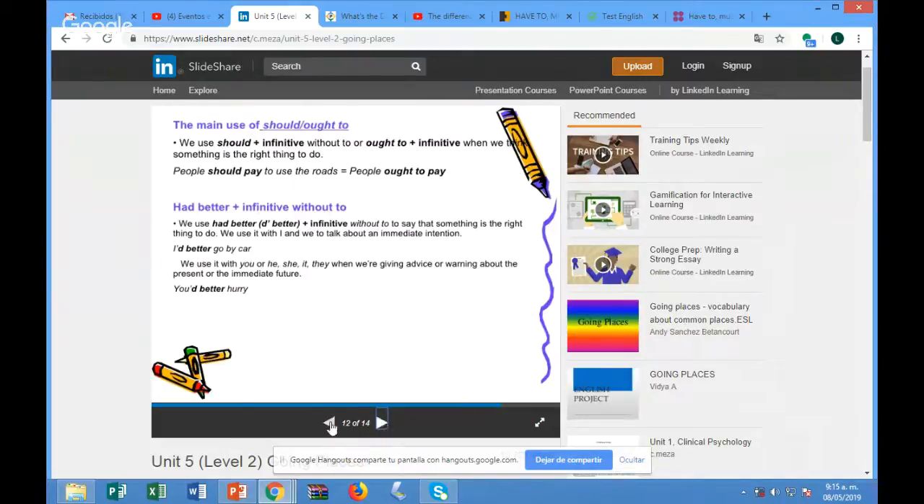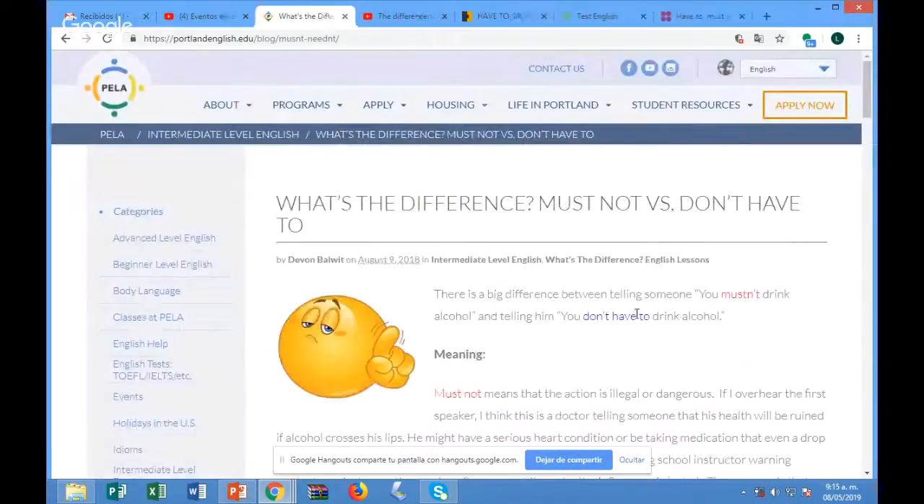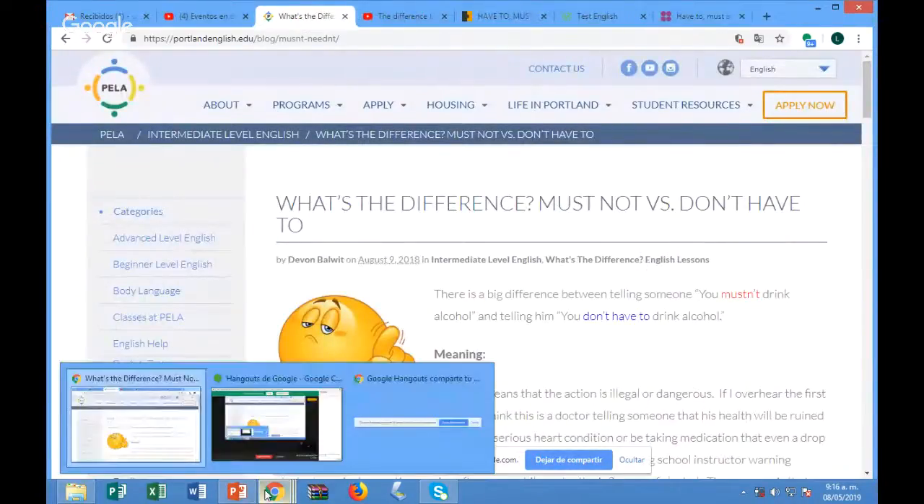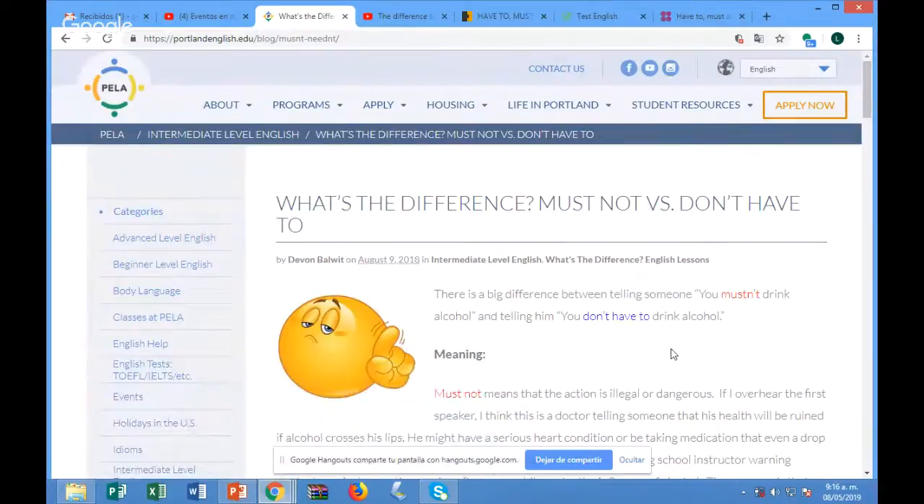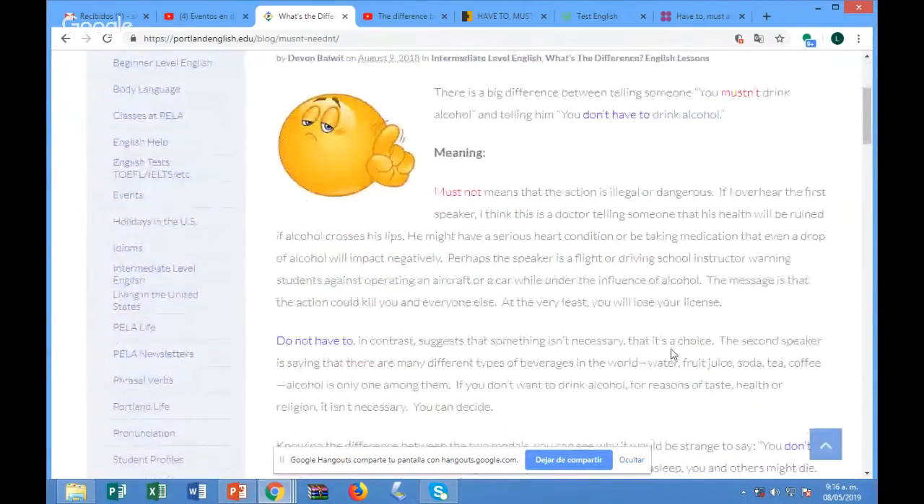Okay, so this is the topic. I have here some examples about the difference between must not versus don't have to. There is a big difference between telling someone you mustn't drink alcohol and telling him you don't have to drink alcohol. Meaning, must not means that the action is illegal or dangerous.